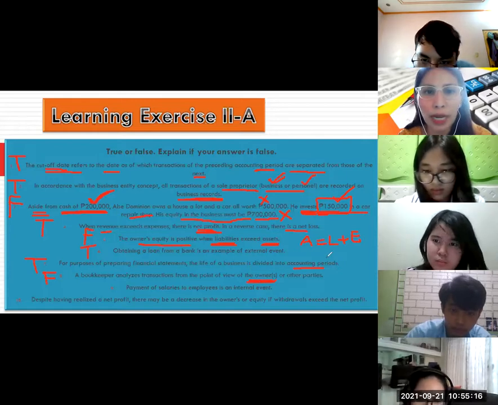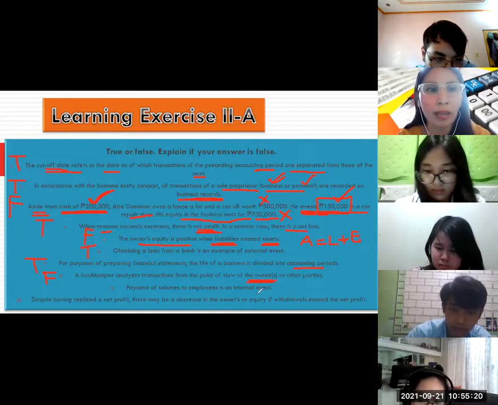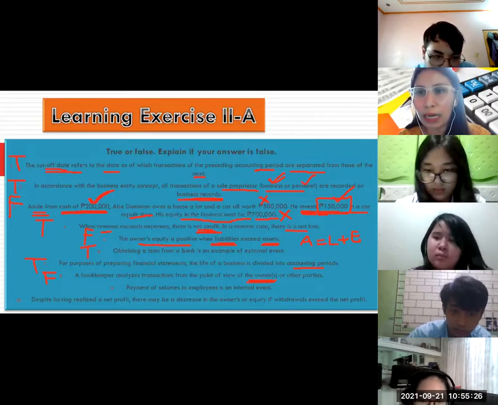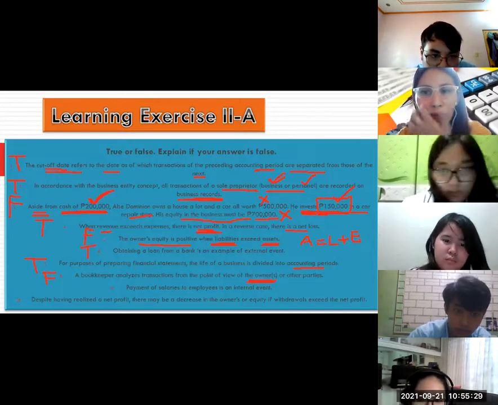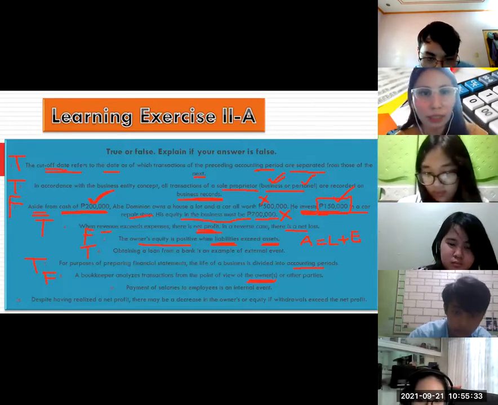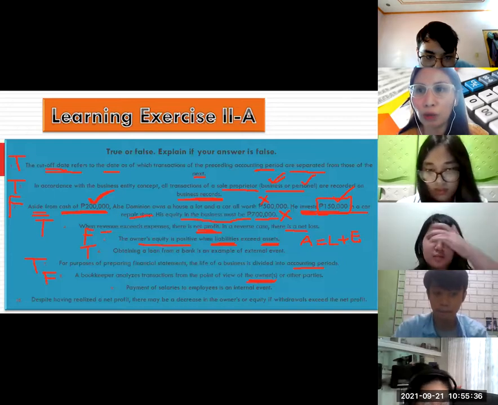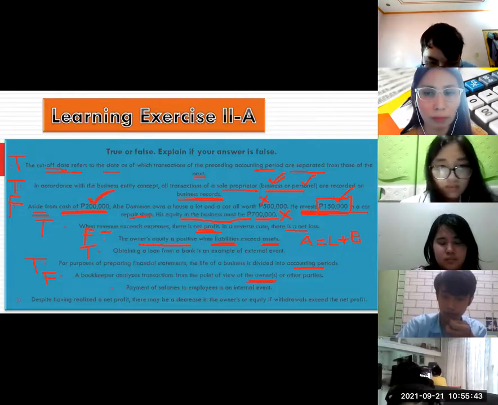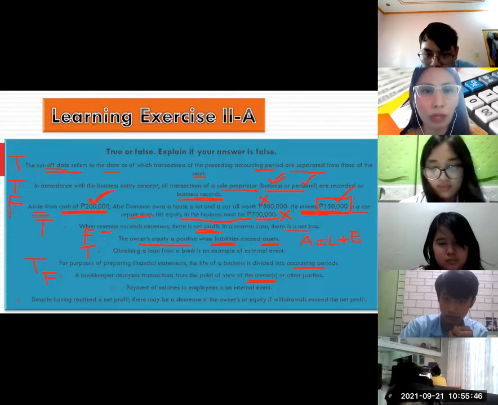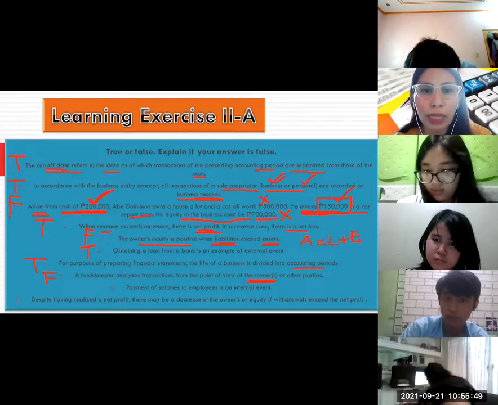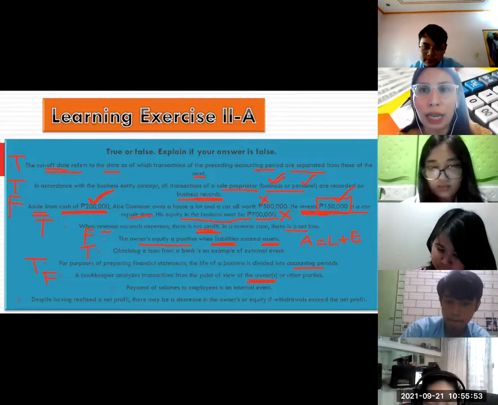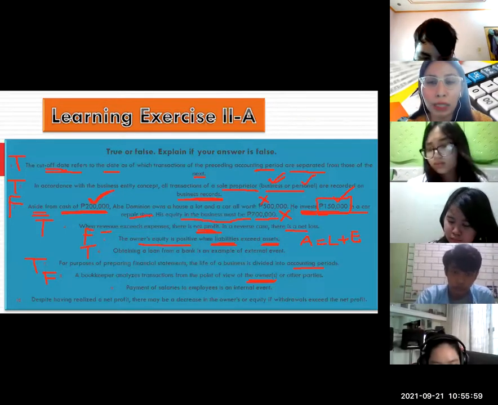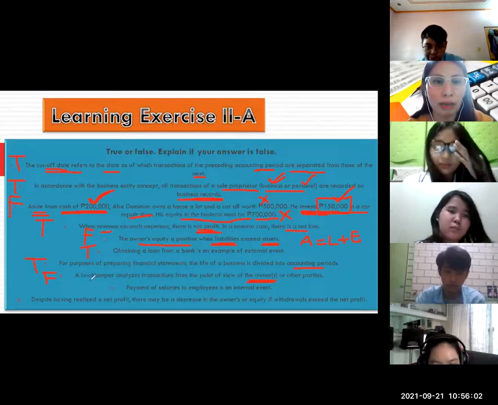Next, number nine, payment of salaries to employees is an internal event daw. Let's try, Friedrich, true or false for number nine? False. Correct. It is false. The payment of salaries to employees is an external event. It involves other parties outside the business. Although employees yun, it is an external event.